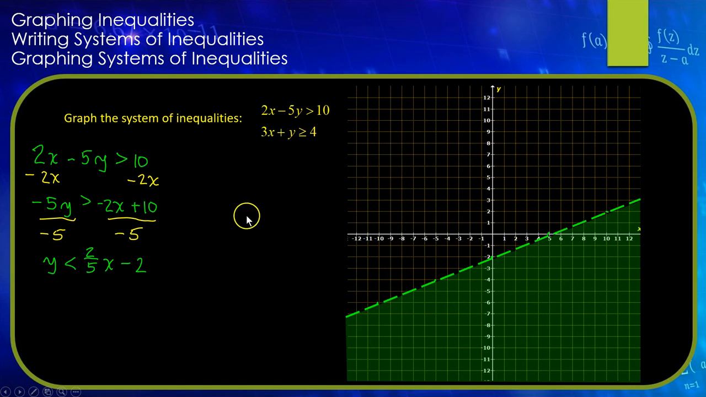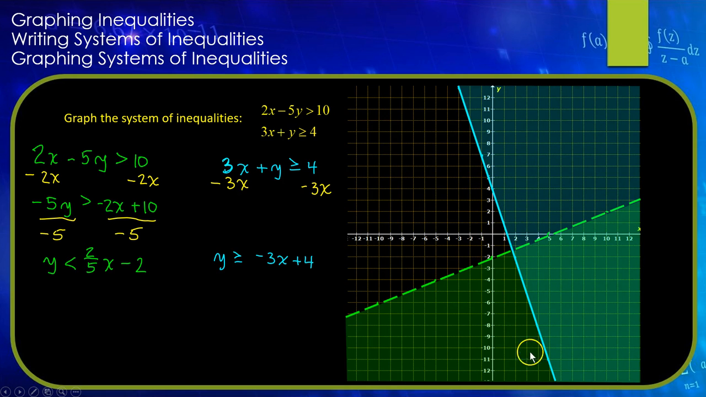3x plus y is greater than or equal to 4, not in slope-intercept form. So I'm going to subtract 3x from both sides. And that gives me y is greater than or equal to negative 3x plus 4. Notice I subtracted 3x. It doesn't change the symbol around. Only when I multiply or divide by a negative does that happen. So this is still y is greater than or equal to negative 3x plus 4. So I'm going to graph that. Y-intercept of 4, slope of negative 3, solid line. And since there's a greater than symbol here, I'm going to shade that y value is above it. And there you have it.